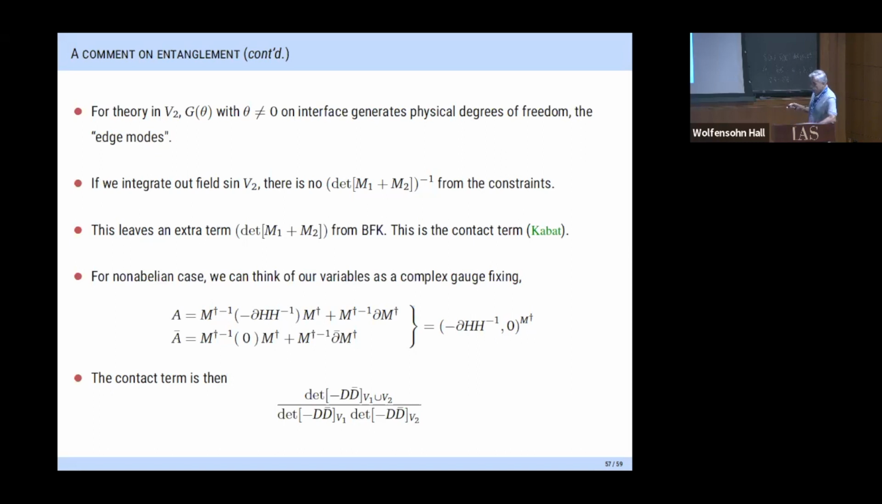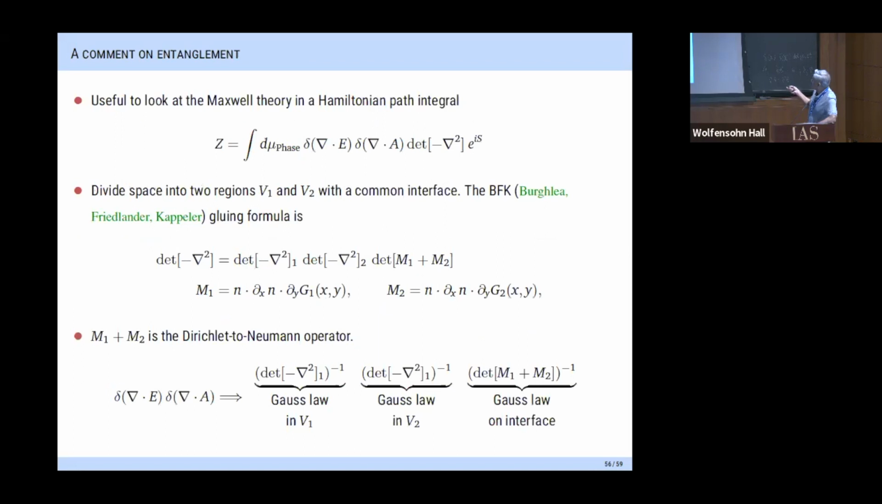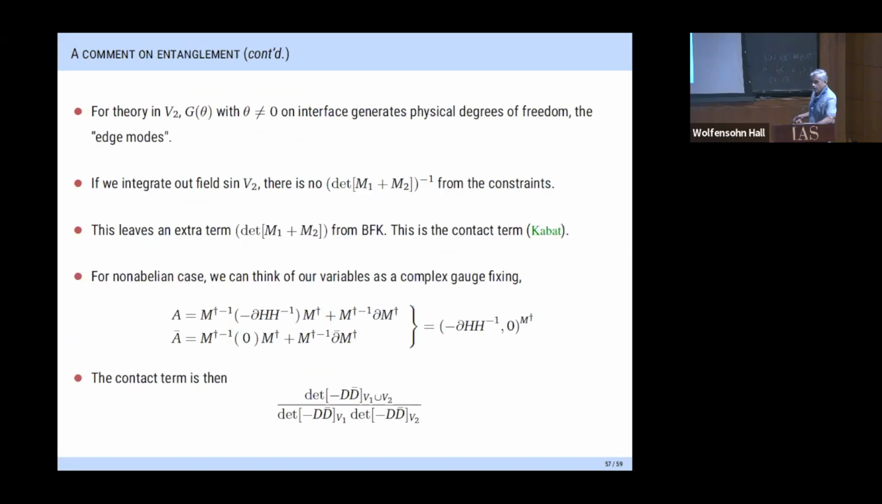Then I can compare with what I just showed you here in terms of setting up the Hamiltonian path integral. So what then is the contact term that I mentioned to you? It is, again, the discrepancy of the determinants that enter. But of course, the determinants now are fully covariant, D D-bar. So the determinant over the full region and the determinants over the subregions, this discrepancy is what would appear as the contact term, or the extra contribution to the entanglement entropy.